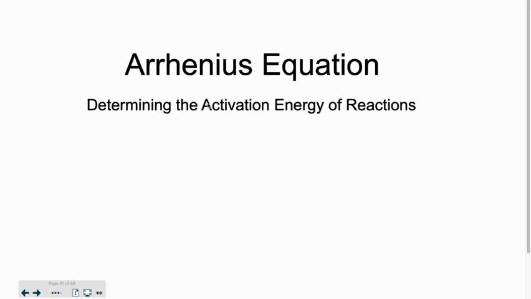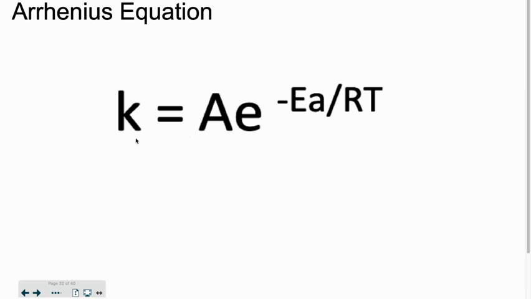This video is on the Arrhenius equation, which allows us to calculate activation energy for chemical reactions. Here's the Arrhenius equation. As you can see, this equation relates K, the rate constant, to the activation energy and specifically to the temperature of a reaction.